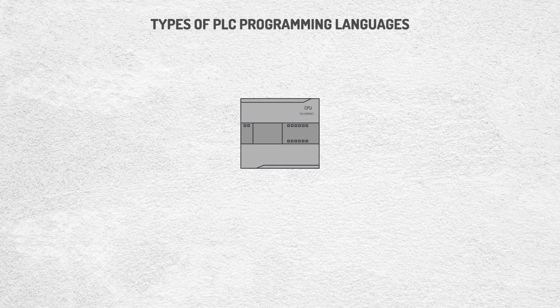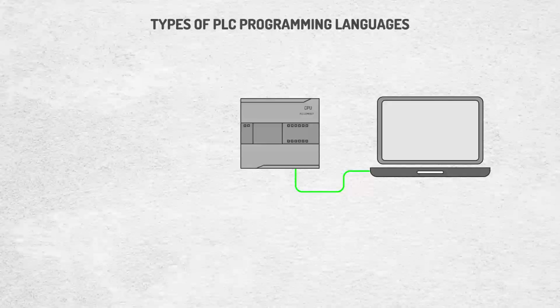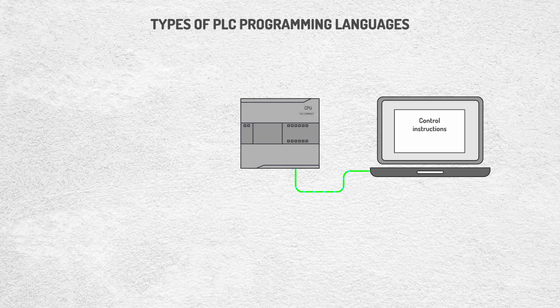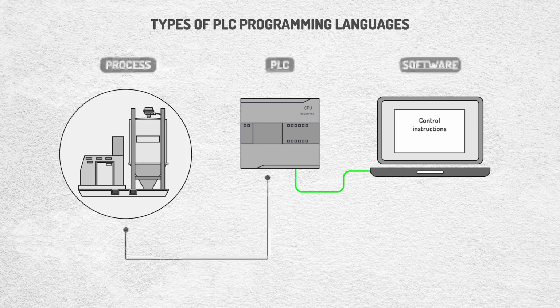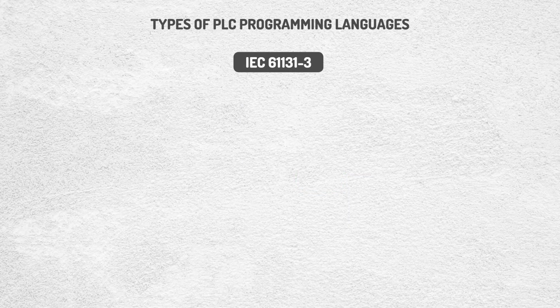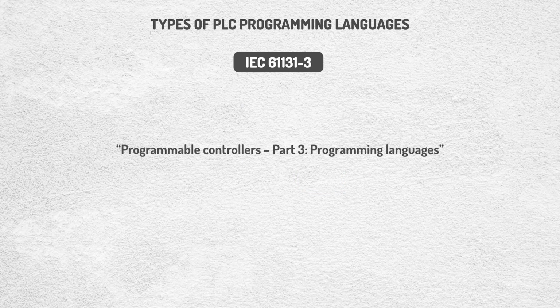The programming language is the way we communicate instructions to the PLC. Through it, we define how the automatic system should act under different process conditions. In other words, it allows us to tell it what to do, when to do it, and how to react in each situation.